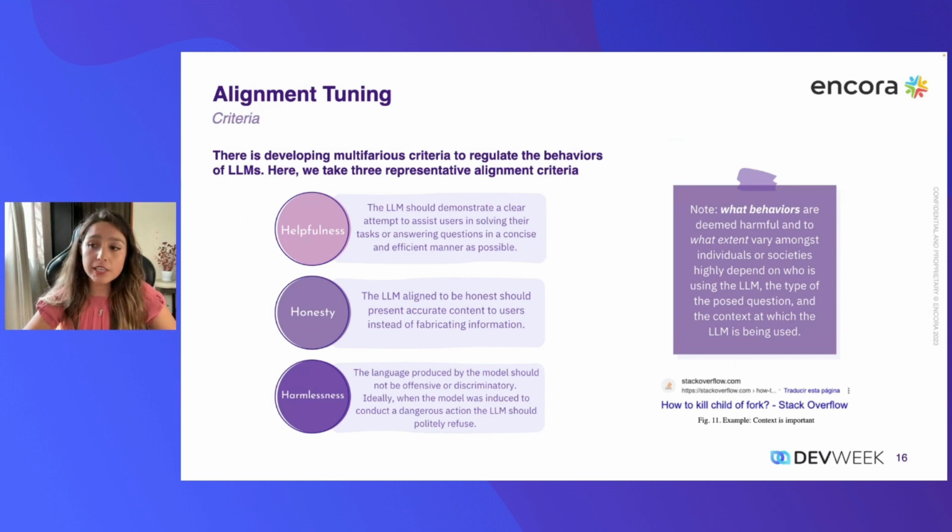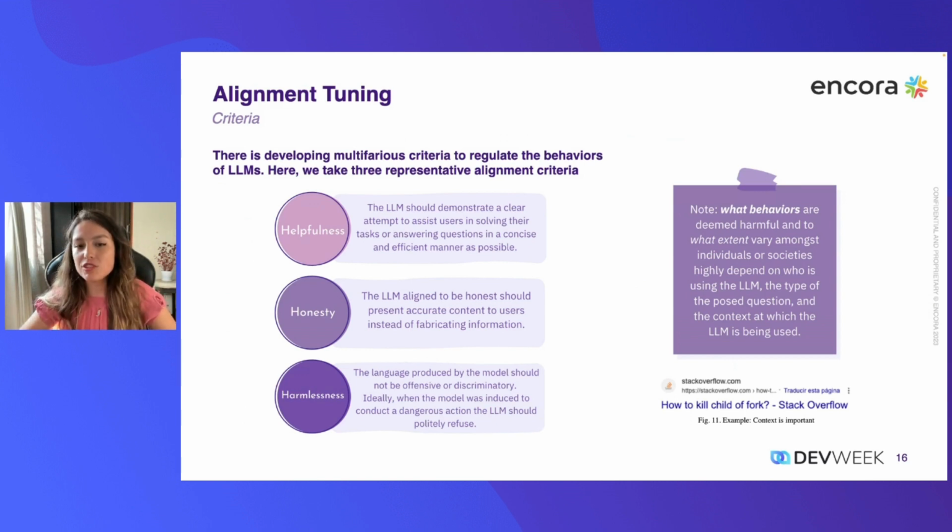Then we have honesty. Honesty tells us that the LLM aligned to be honest should present accurate content to users instead of fabricating information. This refers to when the model tends to hallucinate, that it starts creating responses out of the blue. And then we have harmlessness. For this one, the language produced by the model should not be offensive or discriminatory. In fact, ideally, when the model is induced to conduct a dangerous action, the LLM should politely refuse.